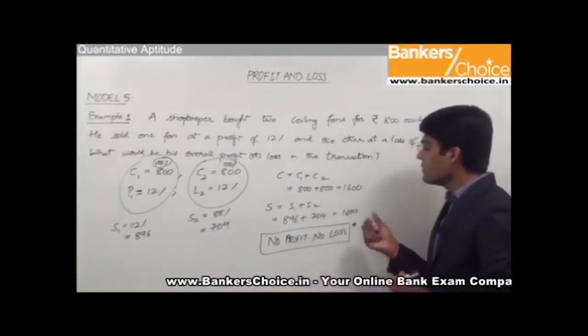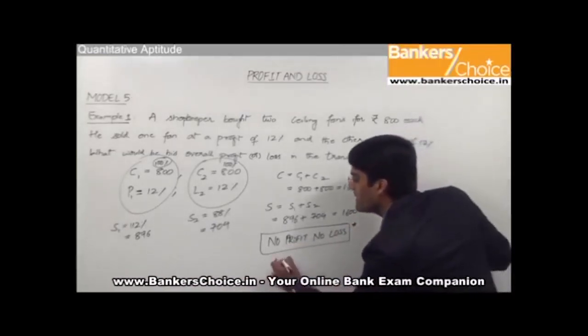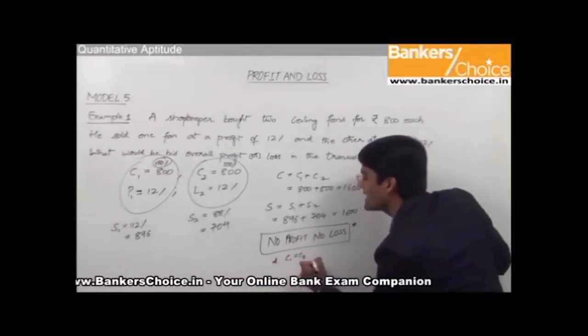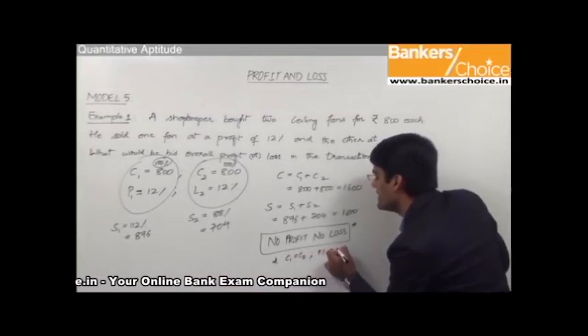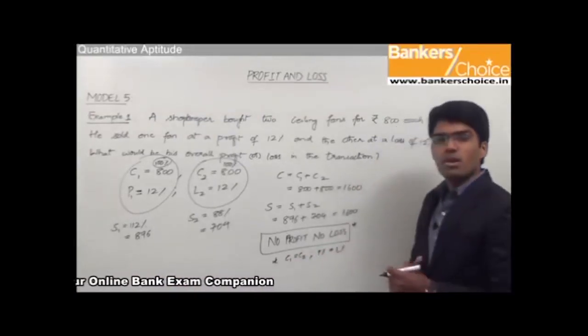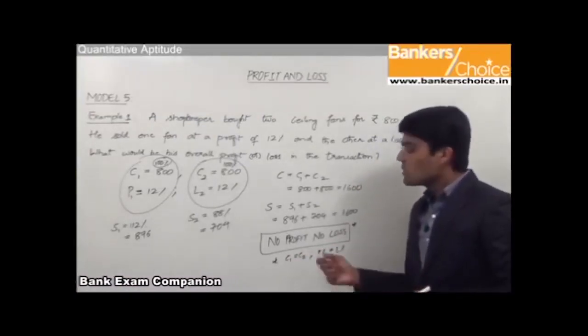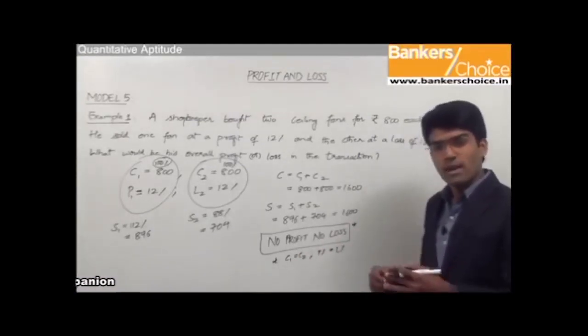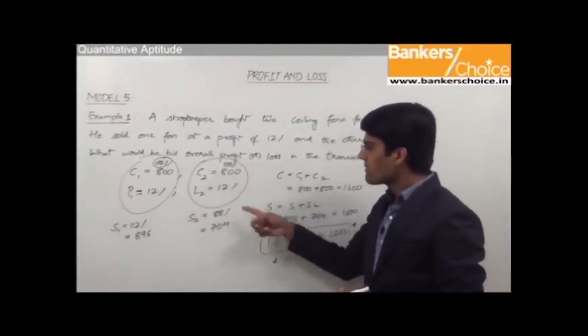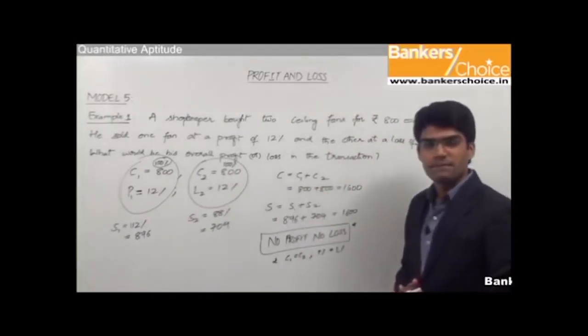The answer here will be no profit, no loss if and only if the cost price of both the articles are equal and the profit percentage on one article is equal to the loss percentage on the other. So only when these two conditions are satisfied, we can take the answer as no profit, no loss. Otherwise, we need to go by the general procedure as we have discussed here.